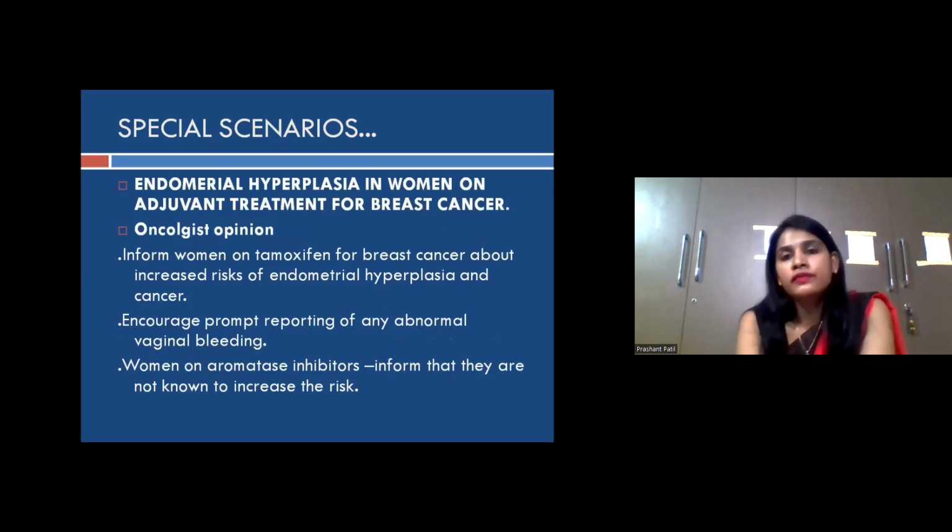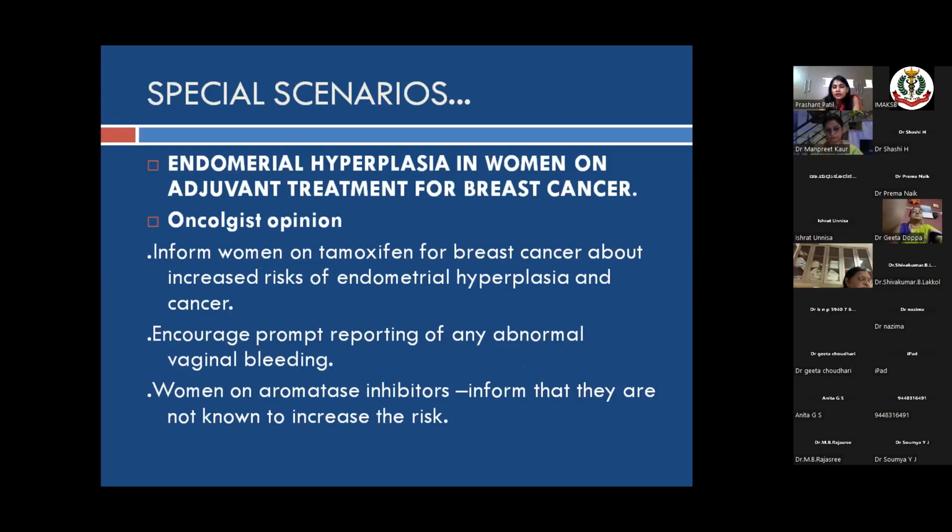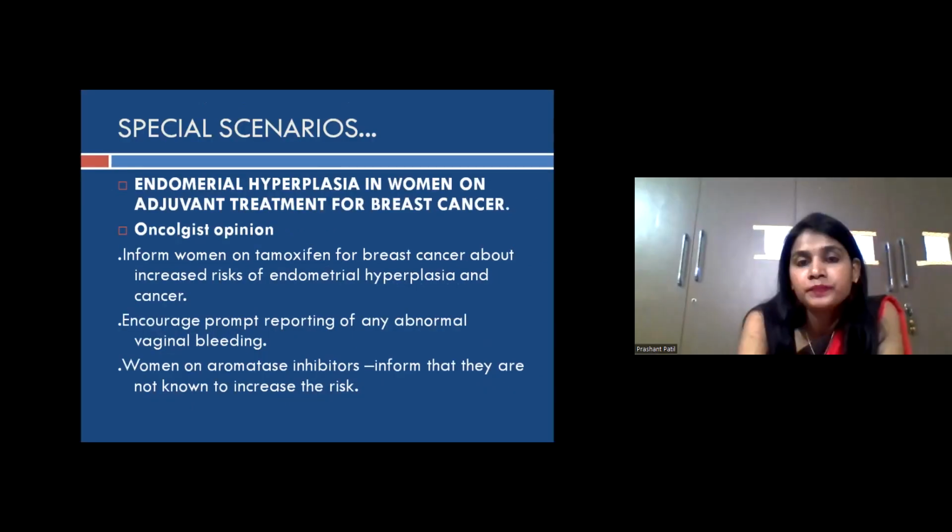Another scenario is if the woman is on adjuvant treatment for breast cancer. Of course, here the oncologist's opinion again has to be taken. If the woman is on tamoxifen for breast cancer, we have to counsel her about the increased risk of endometrial hyperplasia with tamoxifen, and encourage her that if there is abnormal vaginal bleeding, she has to report it immediately. It is seen that if the woman is on aromatase inhibitors like anastrozole, they are not known to increase the risk as much as tamoxifen.